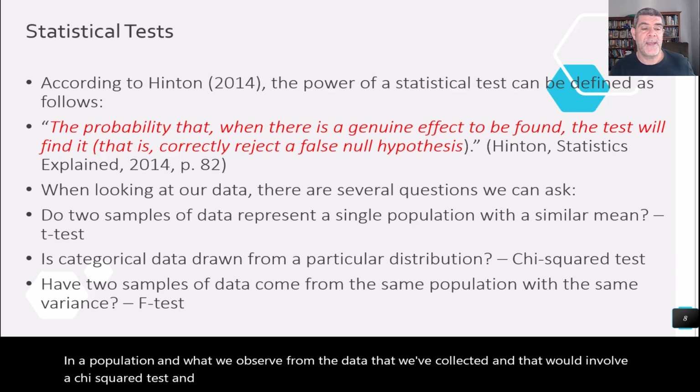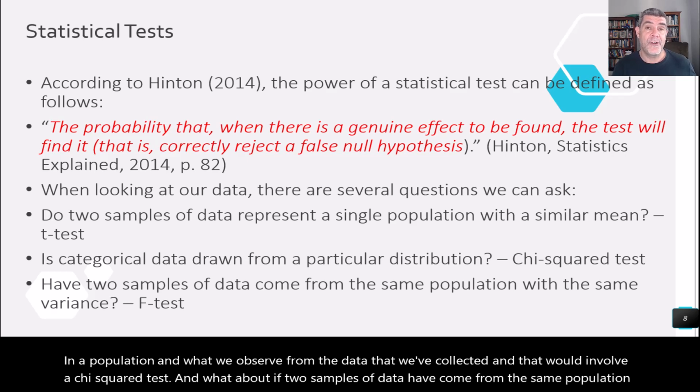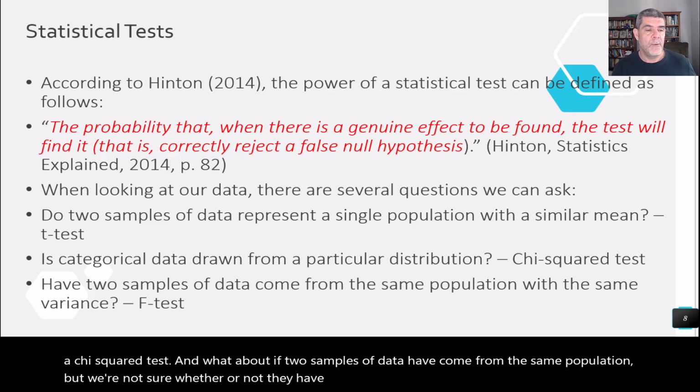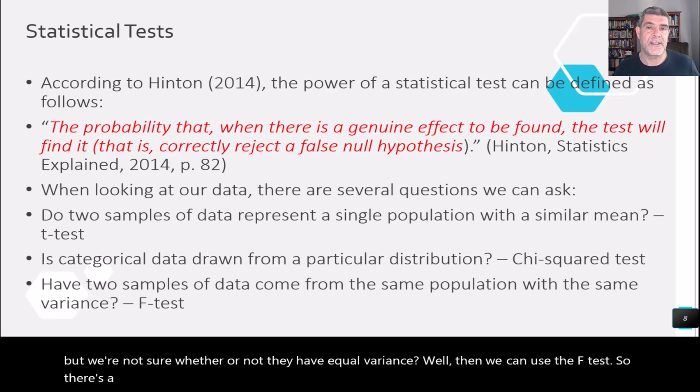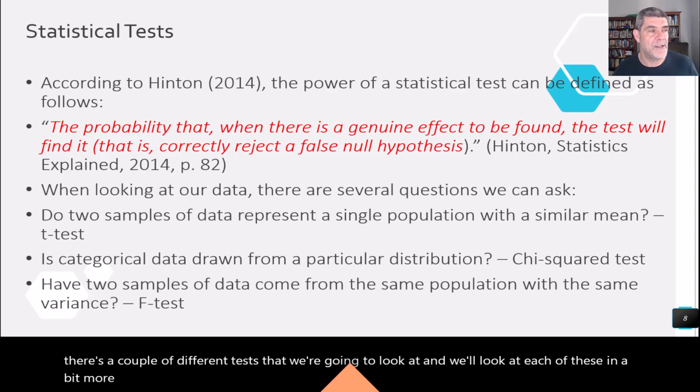And what about if two samples of data have come from the same population, but we're not sure whether or not they have equal variance? Well, then we can use the F-test. So there's a couple of different tests that we're going to look at, and we'll look at each of these in a bit more detail in separate videos.